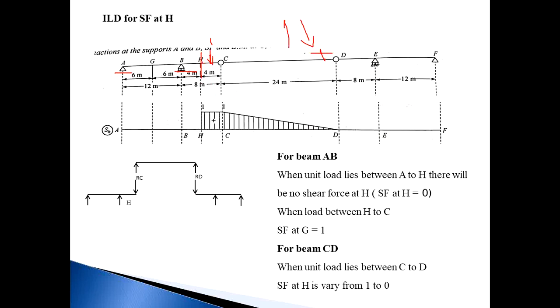So when the load lies between H to C, the ILD for the shear force value will be 1. Means when the load lies between H and C, the SF value at H is equal to 1. When the load lies at C, the SF value at H is equal to 1. Then next, this is H, sorry.